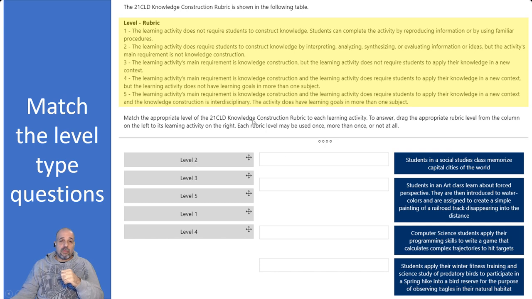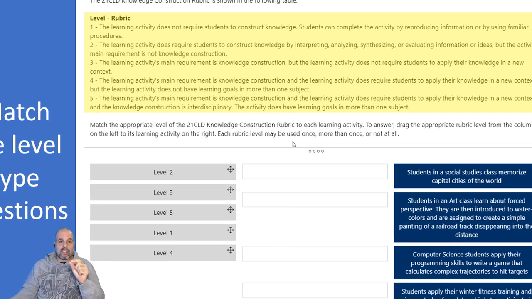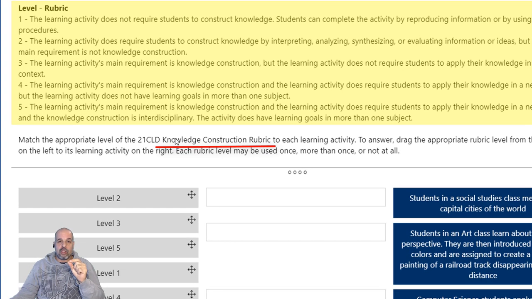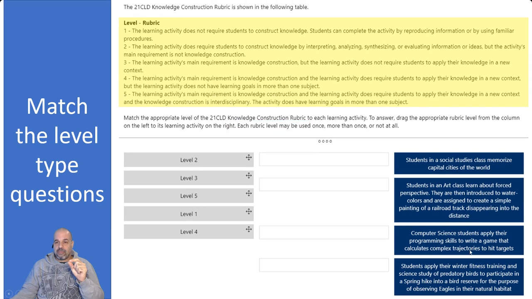The first thing that we need to see is which rubric this question is about. So all these levels here are to do with the knowledge construction rubric, and you would read these statements here and then try and match the level by dragging them.